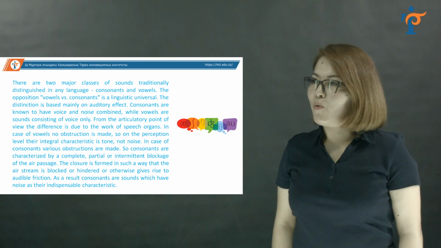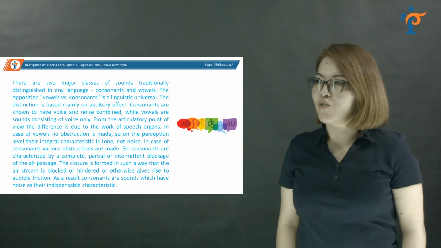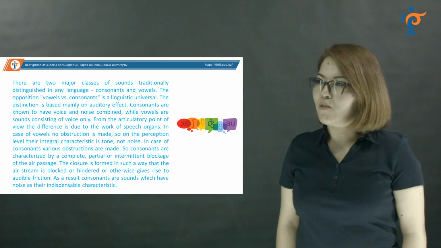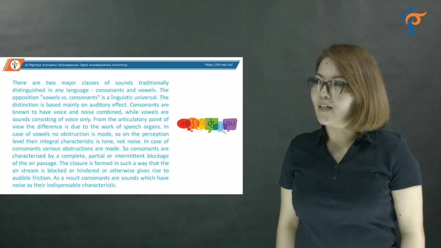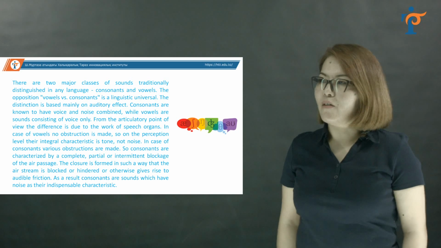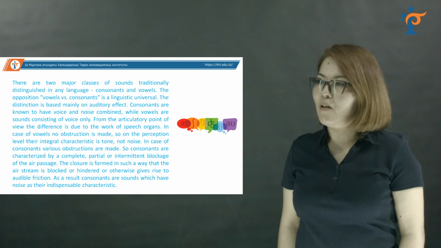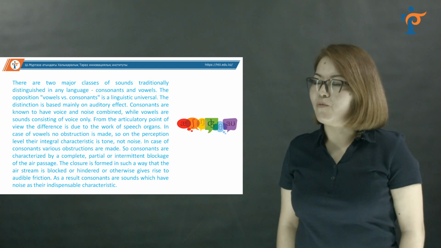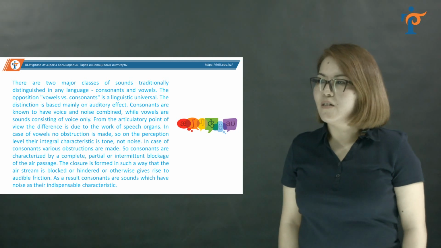From the articulatory point of view, the difference is due to the work of speech organs. In case of vowels, no obstruction is made. So on the perception level, the integral characteristic is tone, not noise. In case of consonants, various obstructions are made. So consonants are characterized by a complete, partial or intermittent blockage of the air passage. The closure is formed in such a way that the air stream is blocked or hindered or otherwise gives rise to audible friction. As a result, consonants are sounds which have noise as their indispensable characteristic.